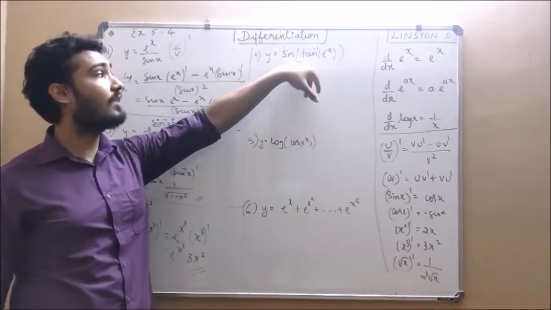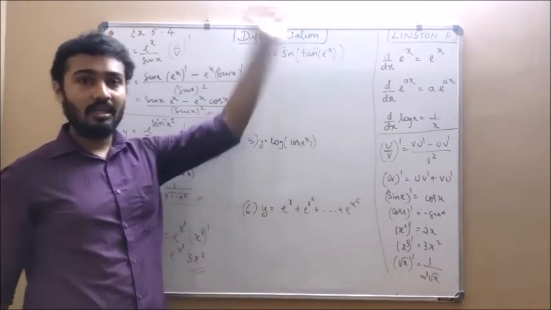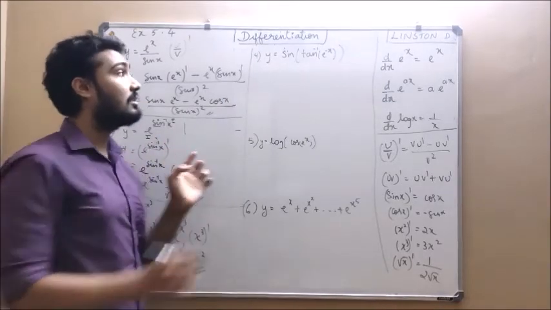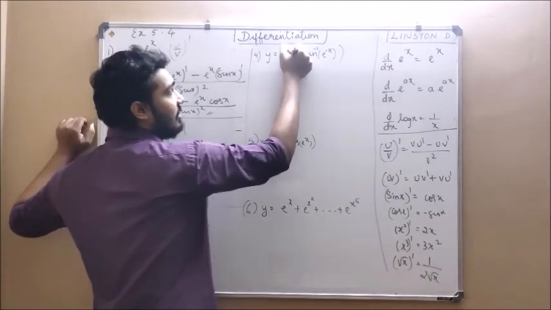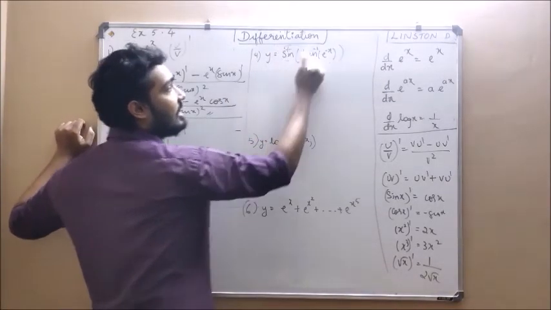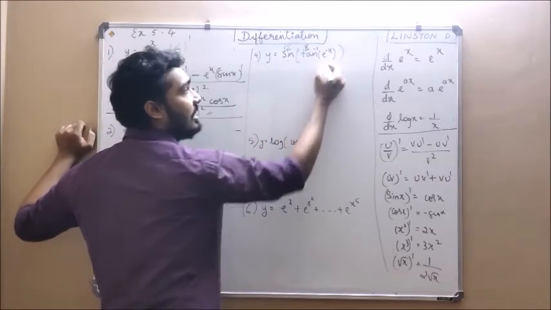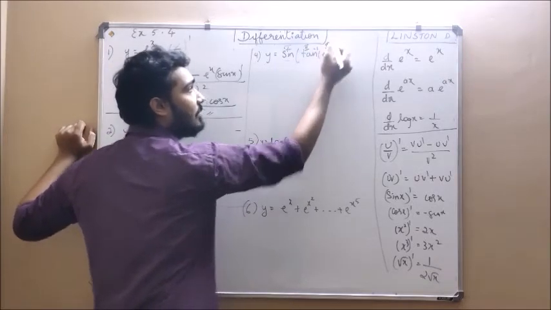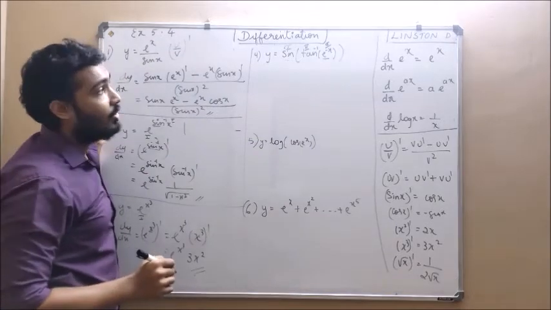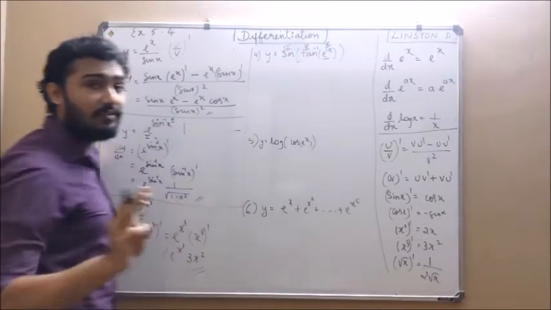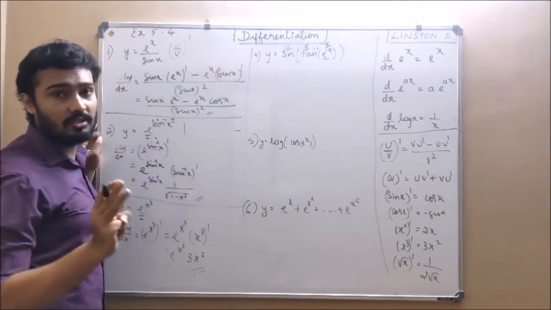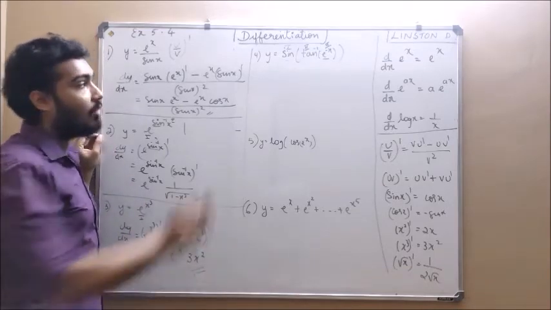Next we have y equal to sine of tan inverse of e power minus x. Now look here, how many functions are there? There is the sine function, the first function, then tan inverse, the second function, then e power minus x, the third function. So there are 3 functions. So this is a composite function. We have to apply the chain rule here.